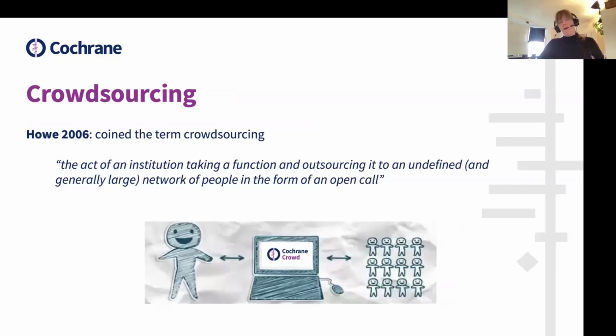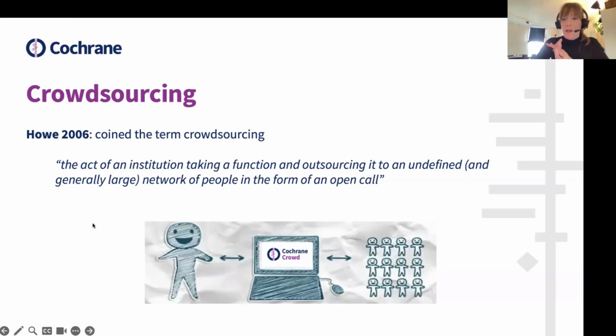So I've used this phrase crowdsourcing. I'll just spend a moment or two defining that. It is a word much used. It was first coined by Jeff Howe in 2006, although the actual act of crowdsourcing has been around in certain forms for centuries. And he defined it as the act of an institution taking a function and outsourcing it to an undefined, generally large network of people in the form of an open call.